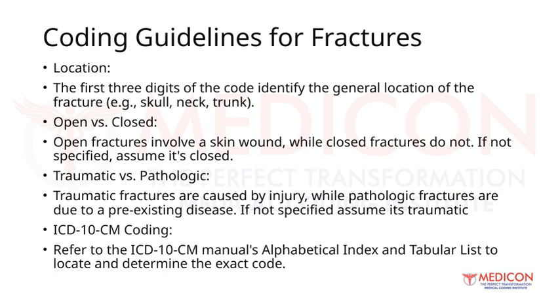Then, we consider whether the fracture is traumatic or pathologic. Traumatic fractures happen due to injury, like a fall or accident. Pathologic fractures, on the other hand, result from a pre-existing disease, such as osteoporosis. If the type isn't specified, we typically assume it's traumatic. Understanding this helps us select the correct code and interpret the case properly.